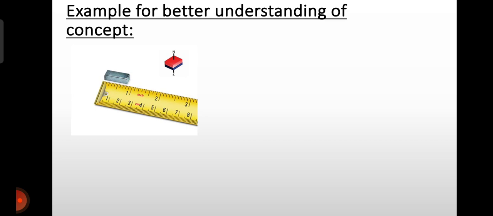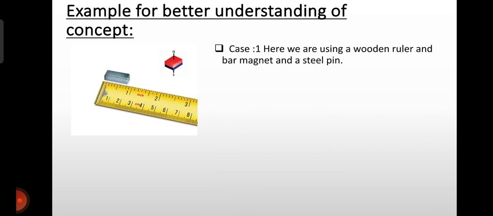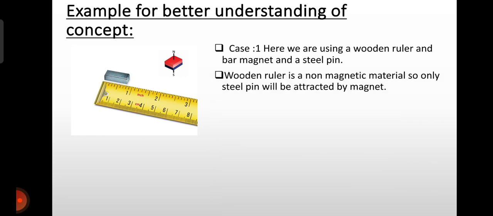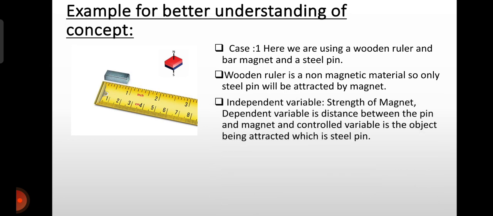Now we will understand the concept of magnet with the help of a example. Over here we have used a wooden ruler, a bar magnet and a steel pin. So wooden ruler is a non-magnetic material, so only a steel pin will get attracted by the magnet. Over here, the strength of the magnet is independent variable. Independent means it is not dependent on any other objects or the materials which are used during this experiment.